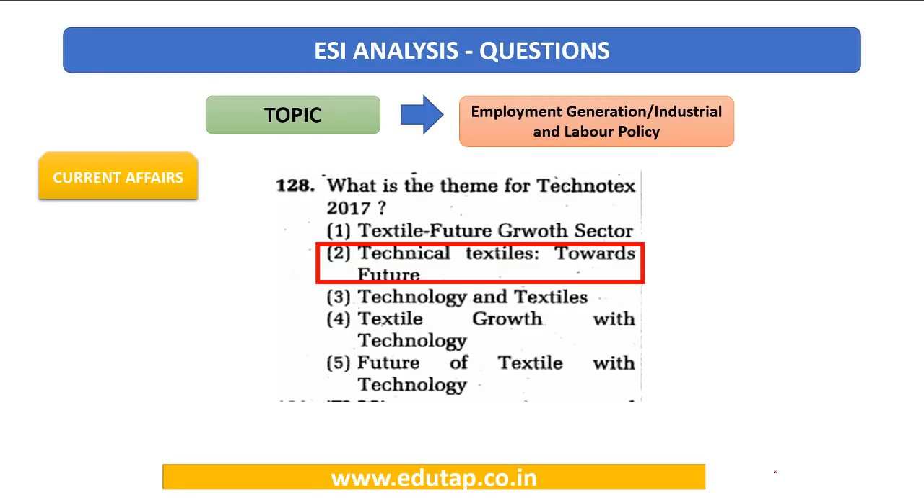Now the next question is, what is the theme for Technotex 2017? The answer to this question is technical textiles towards future. Now this particular question can be linked to the employment generation or the industrial and labor policy topics of our ESI syllabus. Now again, this question of ours can be placed in the current affairs section.